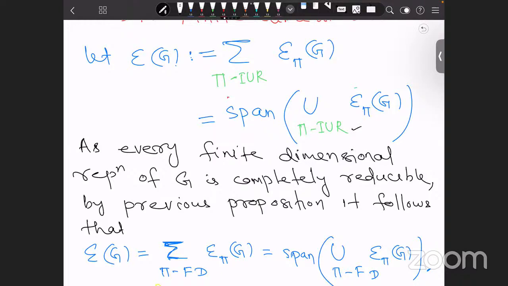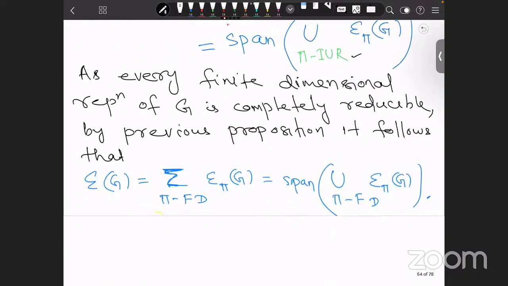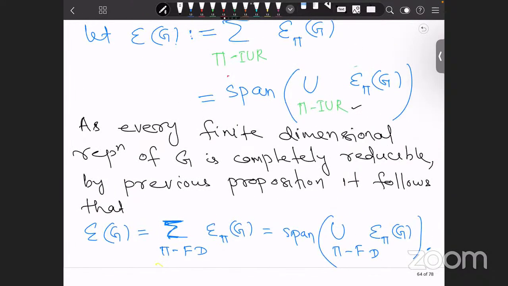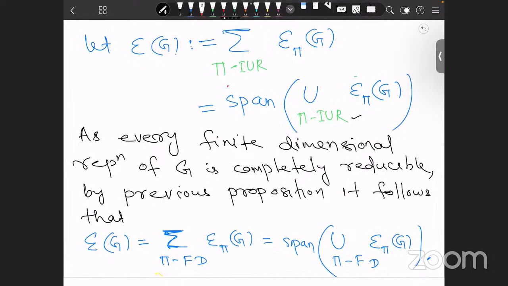Now as every finite dimensional representation of G is completely reducible, by the previous proposition it follows that E G is also the vector space sum of E_π G, where π is finite dimensional. Remember, here I am taking π as an irreducible representation, and there I am taking π as a finite dimensional representation. These are the same because every finite dimensional representation is completely reducible. This is called the span of the union over π finite dimensional.